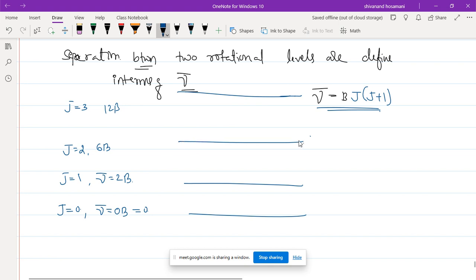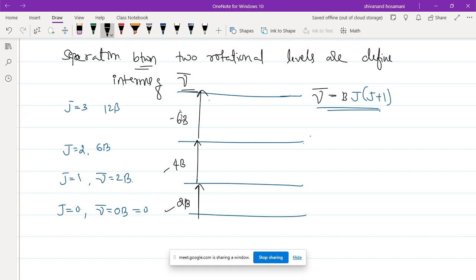Let us check the level difference. What is the difference between these two? It is 2B. What about the difference between these next two? It is 4B. Then between these two it is 6B. This is the increase in the separation between levels.